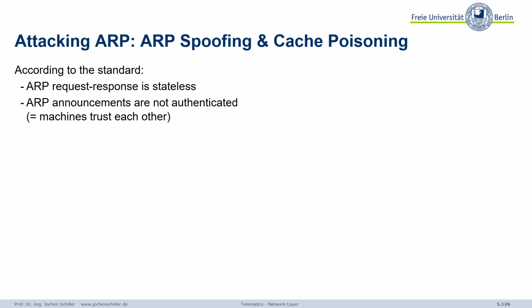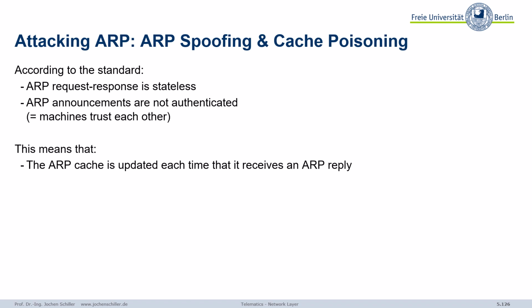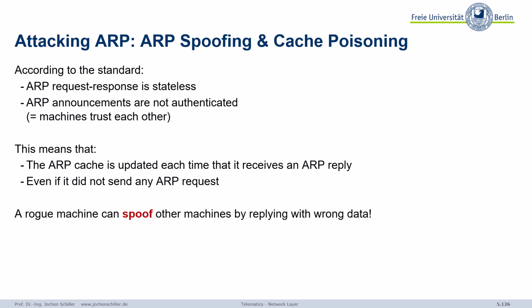1982. So you trust each other, and if you send out an ARP request and you get a response, you trust the response. You update the cache each time you receive an ARP reply. You do not check if this makes sense, even if you did not send the request. If you just receive a reply, you read out that's the MAC address that belongs to this IP address, and you update. And now if you have some really rogue machine, you can spoof the machines by replying with wrong data. That's one of the tricks.